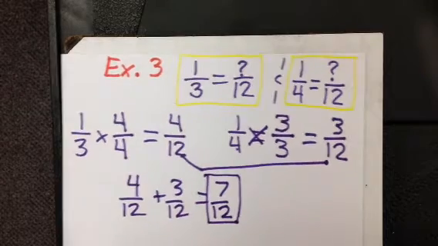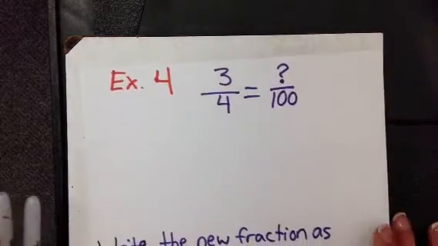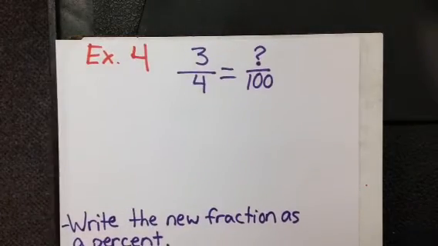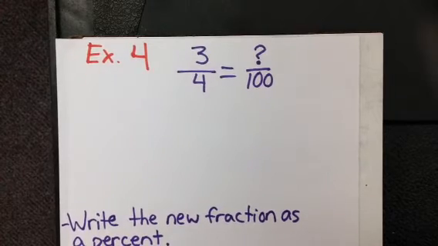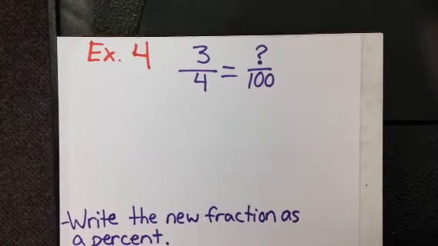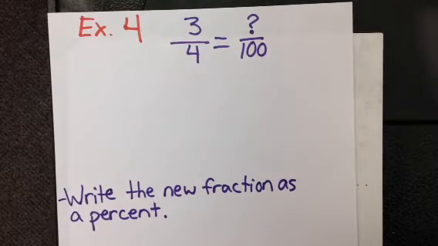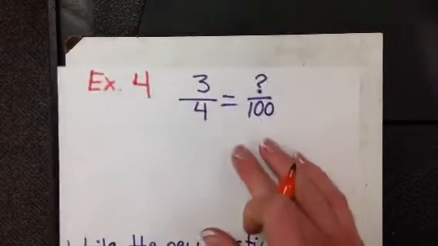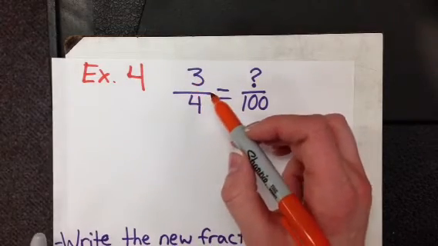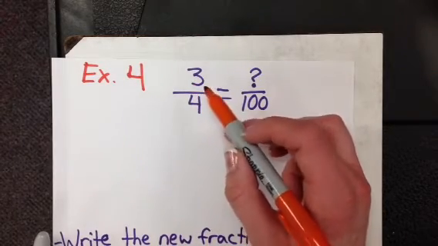Okay, now I'm going to move on to example 4. Example 4 says, write 3/4 as a fraction with a denominator of 100. Then write the new fraction as a percent. Okay. So in this case, we have 2 parts again. Well, I'm sorry, 2 parts. For the last one, we had 3 parts.